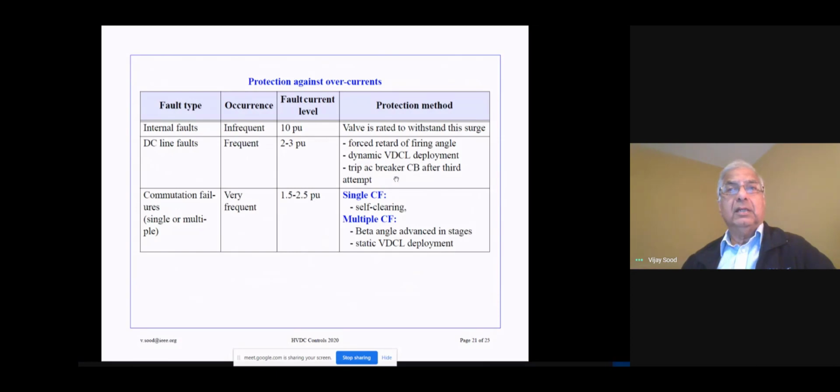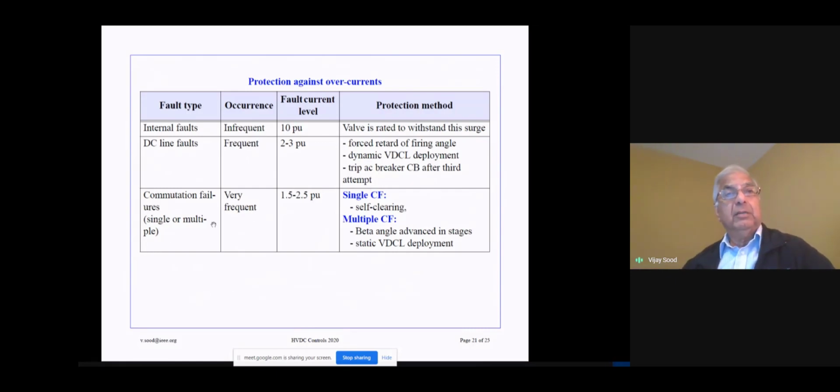So finally, the third line of protection is to trip the AC breaker after a third attempt at making sure that the DC current is not excessive. So if the DC current persists, then the AC breaker will be tripped to protect the system.